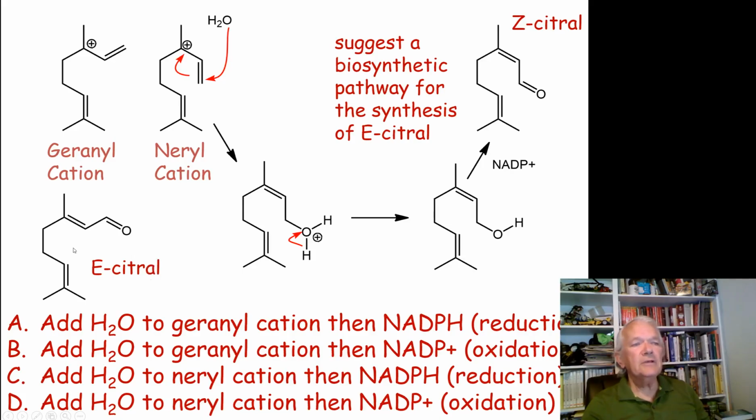Now, citral is known as well. This was Z. This is E. It's another one of these terpenes. Again found in citrus. Thus the name. And of course, you'd go through the exact same mechanism, but you would start not with a neryl cation, but with a geranyl cation. So that would be answer B.